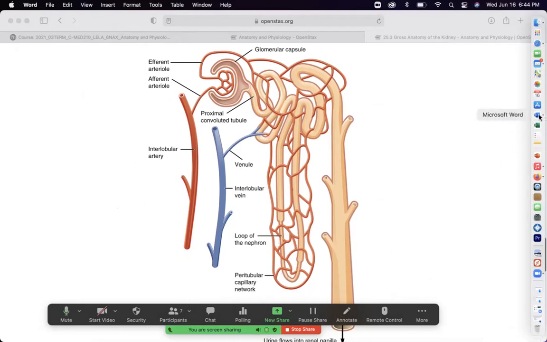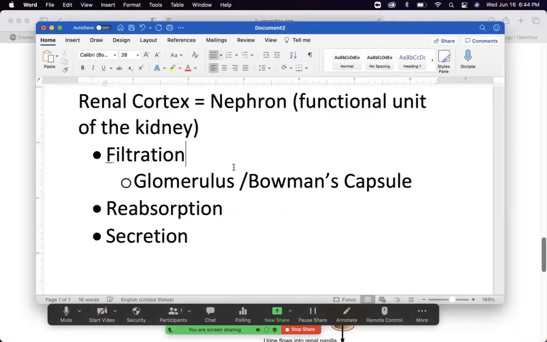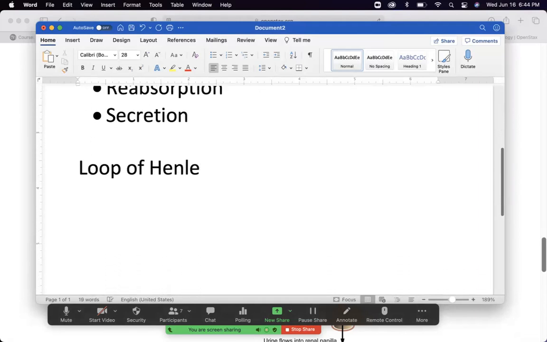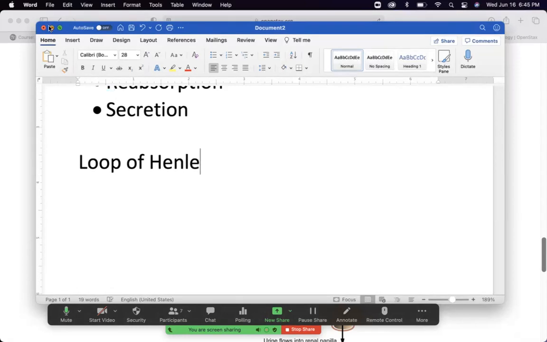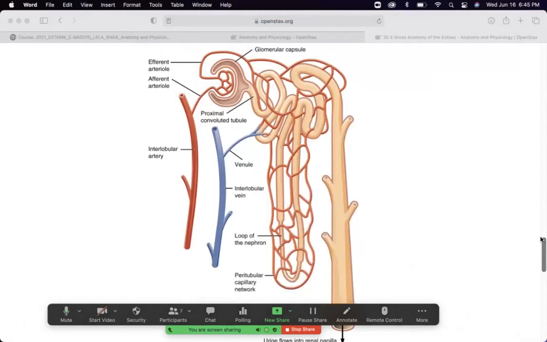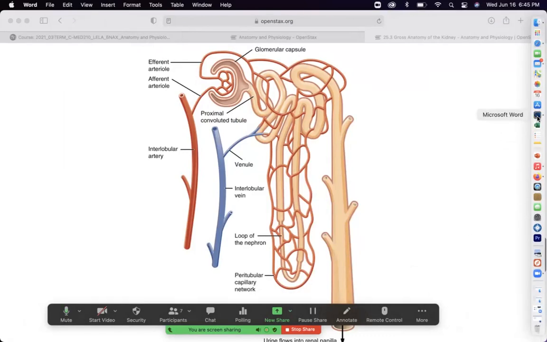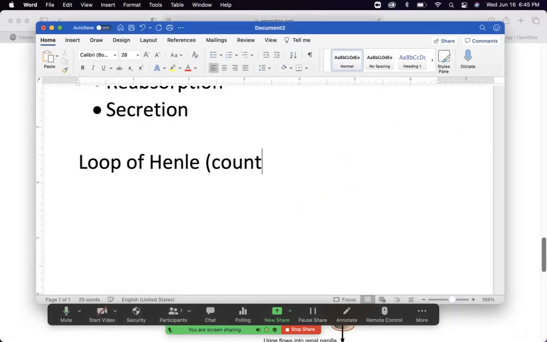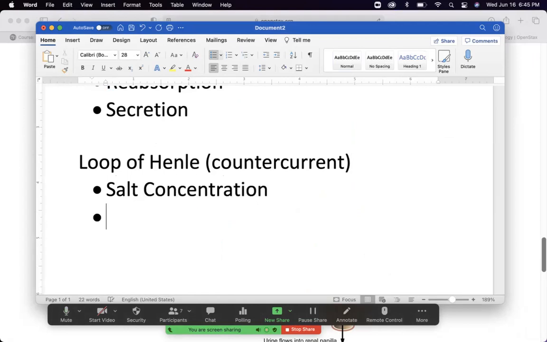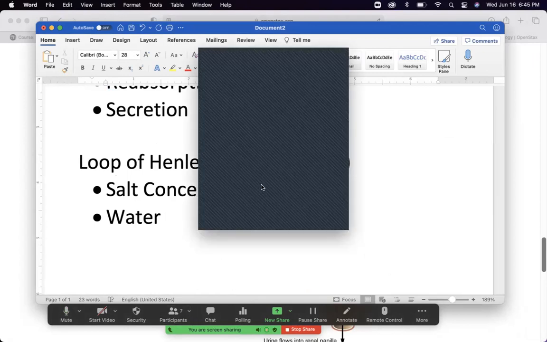Let me write that down. So that's that big long loop. Now, the loop of Henle has something called the countercurrent, which deals with salt, water.